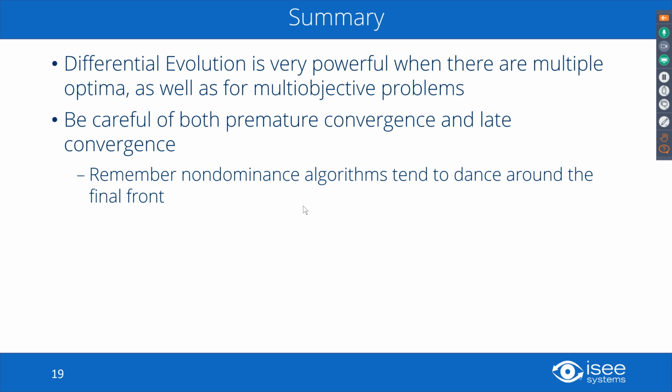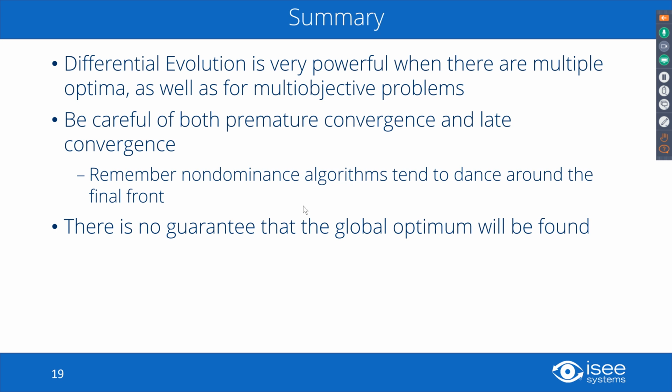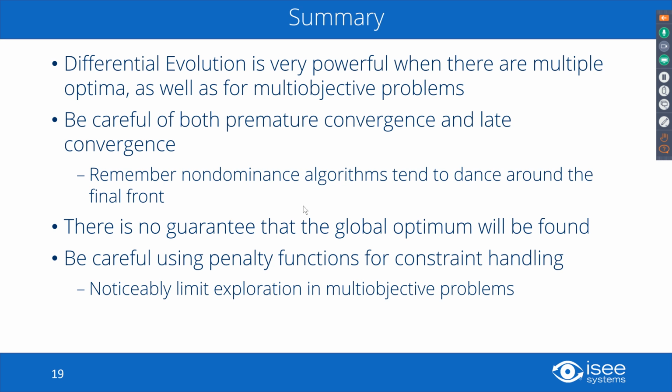And that just gets back to the issue that once I converge, once I'm actually as far as I can go, pretty much, the algorithm is just going to move a little bit. It's just going to jitter around that front, and you're not going to really gain anything by running it more. Remember that there's no guarantee that you'll reach the global optimum.